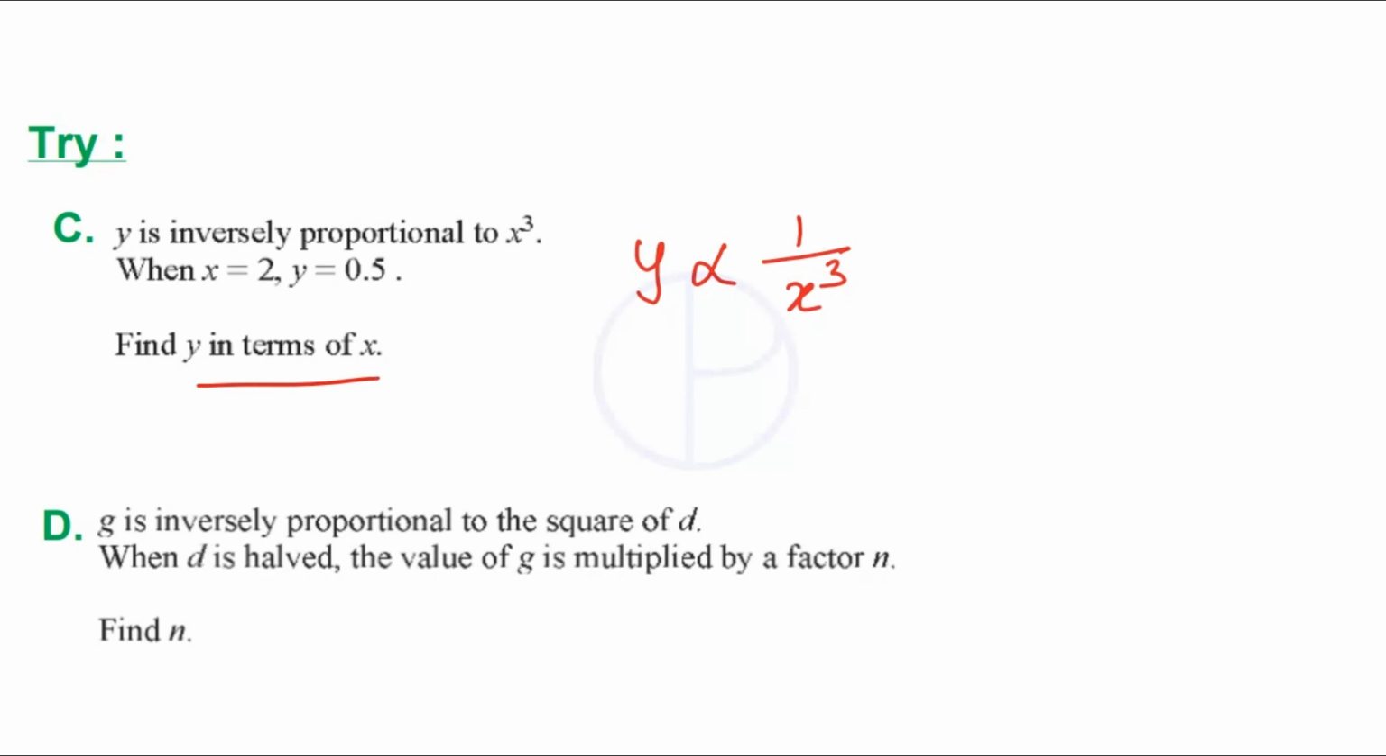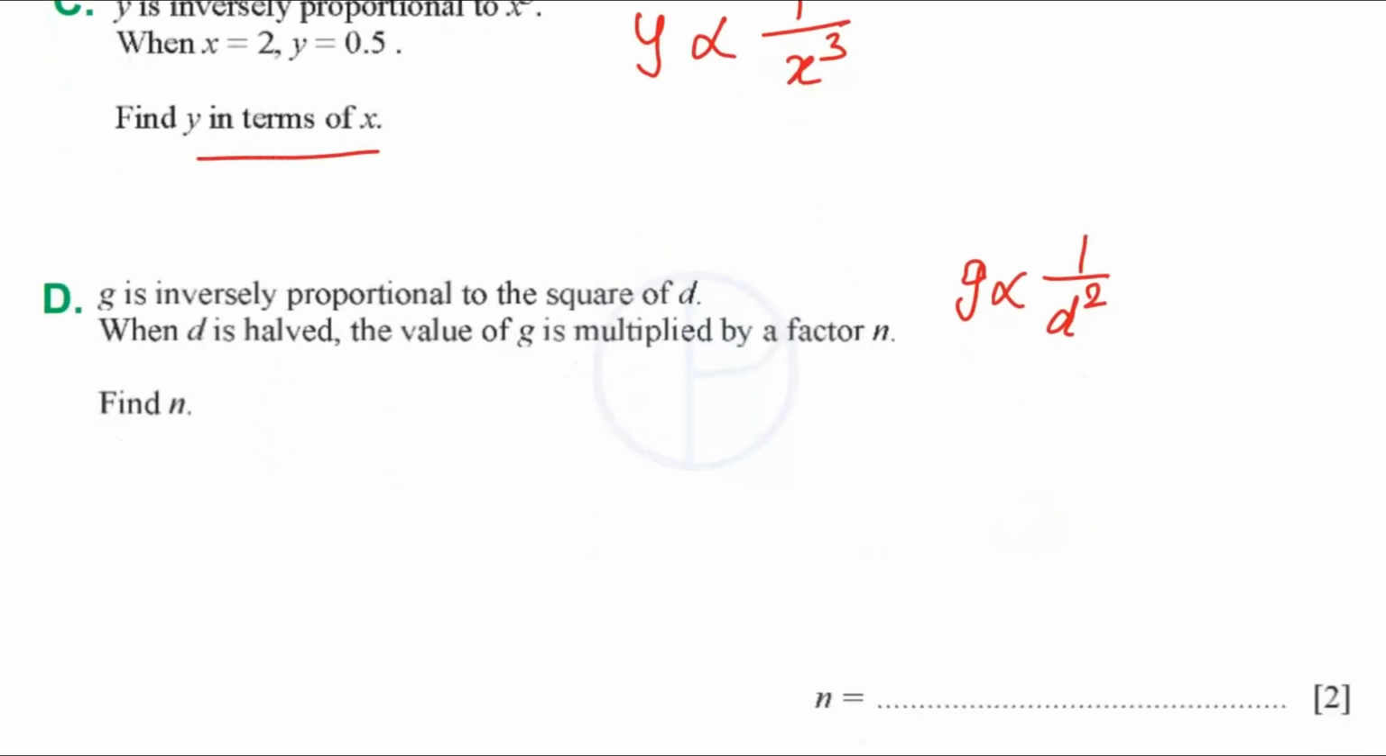The next question is D. G is inversely proportional to the square of d. So G is proportional to 1 over d square. Try this question also. Share your answer in the comment section.